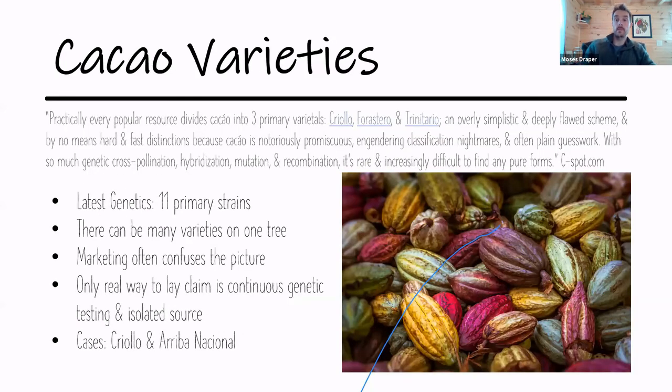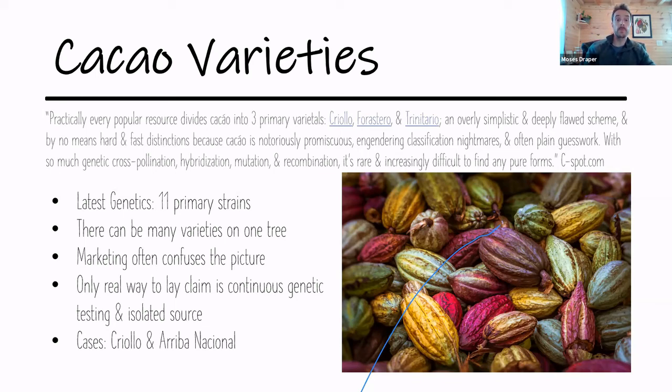And then lastly, cacao varieties. And this is a fun one for me because again, it highlights the complexity of cacao. And there's a website that I love, the cspot.com. It's there next to that quote, a great resource on all things cacao if you really want to do a deep dive into that world. So I'm just going to read this quote they have about cacao varieties because it sums it up pretty well.